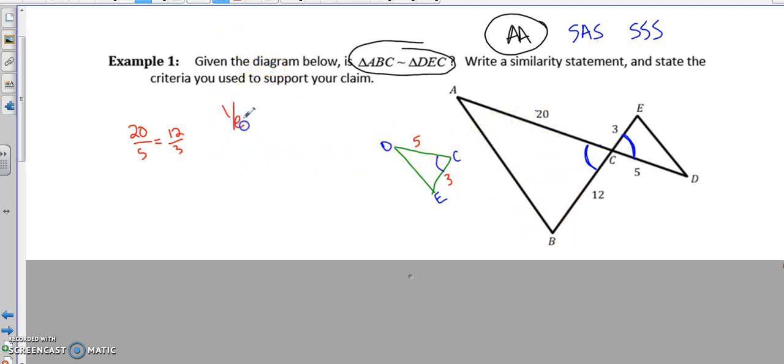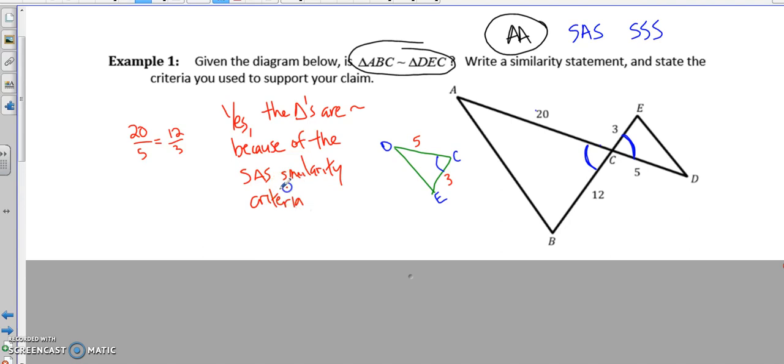So I can say yes, the triangles are similar because of the SAS similarity criteria. So that's an example of how the SAS would be used. We have to show that those triangles have proportional sides.